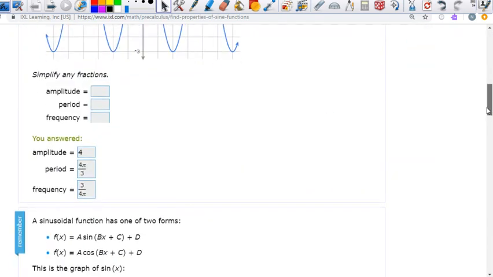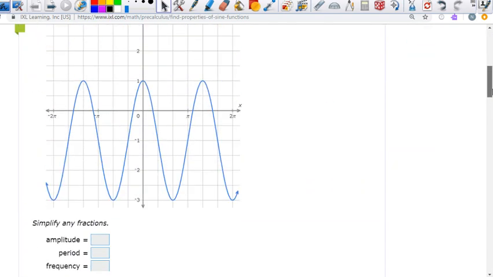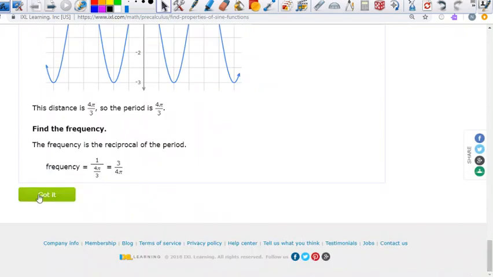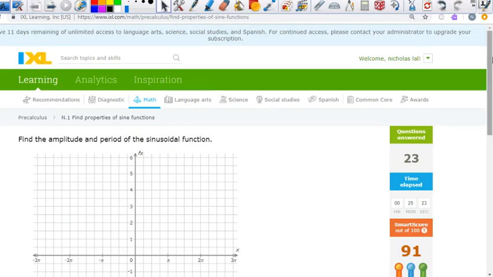What did I write? Oh, right, the amplitude is 2. That's silly. I meant to say 2. Why did I put in 4?